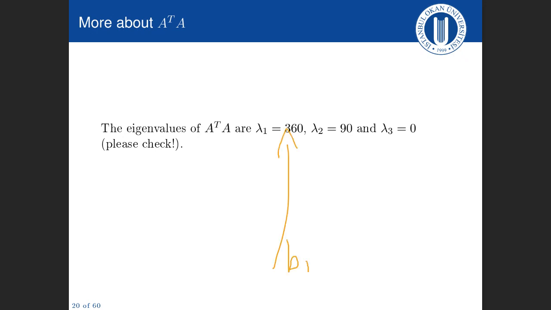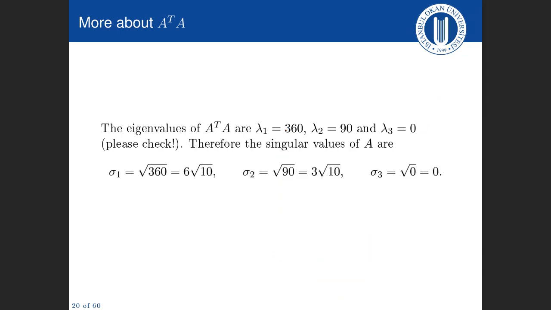360 is the biggest, so we put that one first. 0 is the smallest, so we put that one last. Take the square roots of these numbers to get the singular values. Sigma 1 is 6 root 10, sigma 2 is 3 root 10, and sigma 3 is 0.